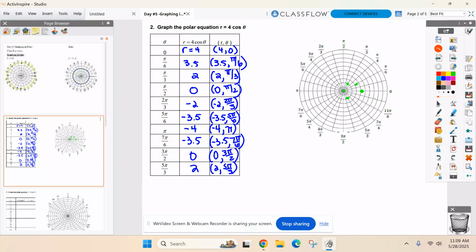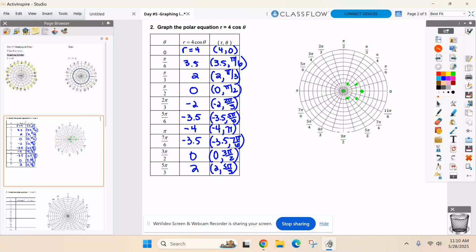And then keep going. 5 pi over 6, -3.5. So you go to 5 pi over 6. Negative tells me go directly on the opposite side, 3.5. And then something starts happening, kids. Everyone at -4 and pi? I'm at this point right now, -4, pi. Here's pi. -4 tells me to go this way. What happened? Same point I originally graphed.